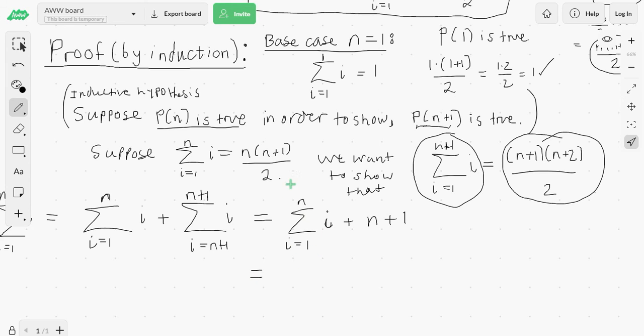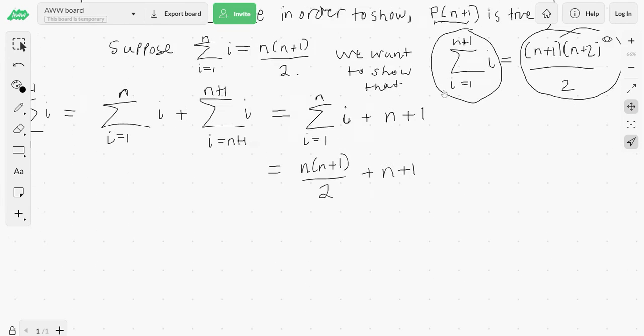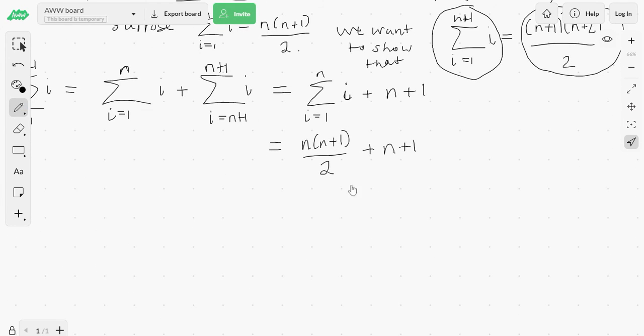The sum from i equals 1 to n of i is just n times n plus 1 over 2. And now we're adding n plus 1. Let's find a common denominator here. That would mean multiplying the top and bottom of this expression by 2, which means we just end up getting n times n plus 1 plus 2 times n plus 1, all over 2.